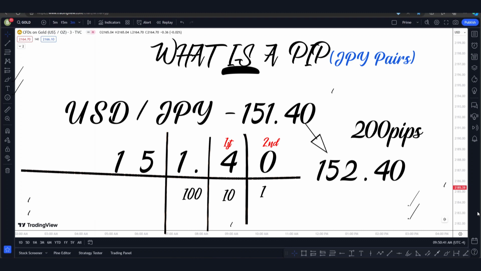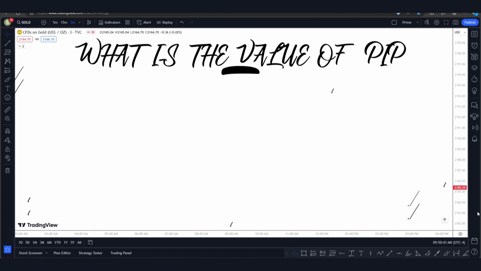So now that we know what a pip is and how to count pips, the next thing we're going to talk about is the actual value of a pip movement, and basically how to know how much profit you make on the market or how much loss you make on the market. What is the value of a pip? So far, we know what Forex is and how it works. We know what a currency pair is. We know what a pip is. And now we want to know how much money we make on every pip movement on the market.